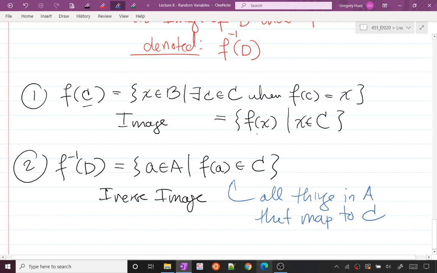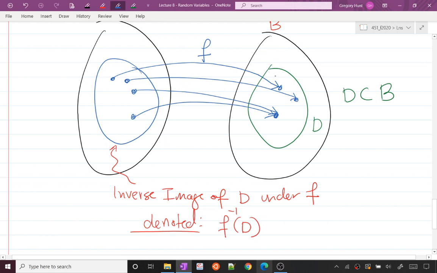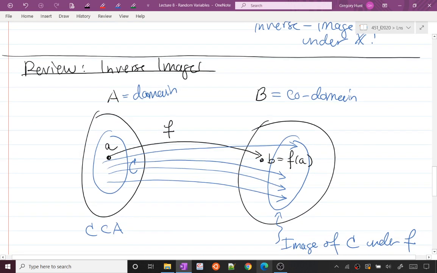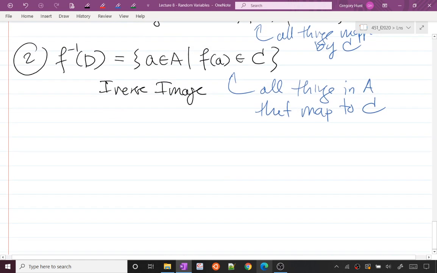And it's just, the image in this case is just all things mapped to by C. And the pictures probably really help here. Image just is everywhere that C goes, and the inverse image is everything that maps into D. Image is here in the codomain, and the inverse image is in the domain. Okay. If you get lost in that, go review images and inverse images. Okay, back to the main point of the lecture here.